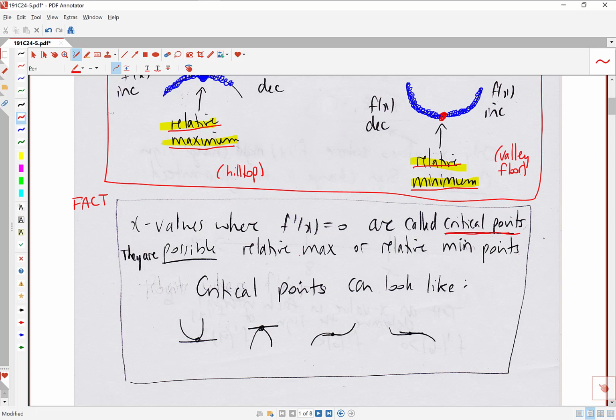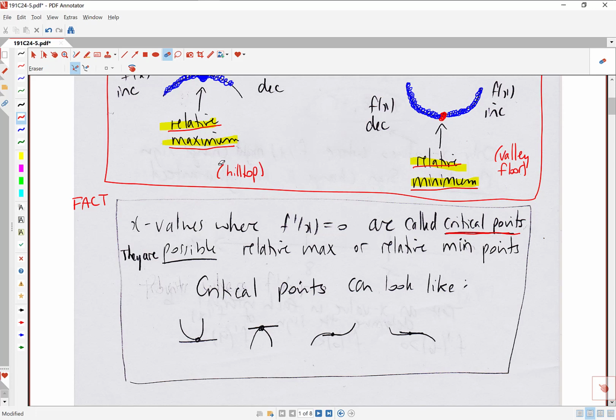So sometimes I'll just write relative max instead of relative maximum, relative min instead of relative minimum. So these critical points are possible relative max or relative min points. That means if you're trying to figure out where the relative max or relative min points are, you go ahead and find your critical points, and then you have to do a little bit more investigation.